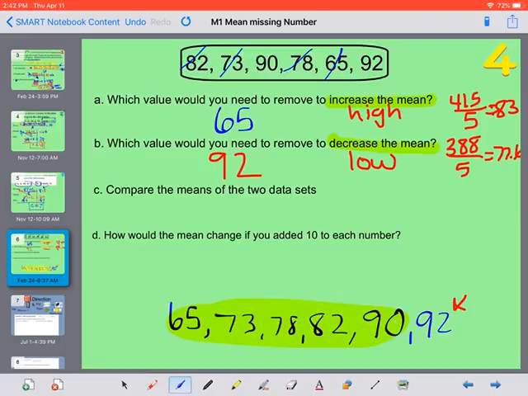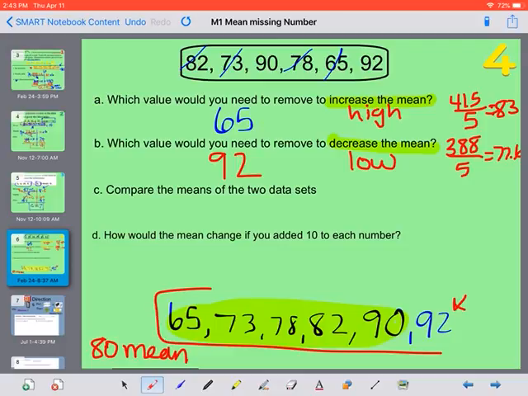So you can see that by getting rid of the low number, getting rid of the high number, it's going to change our mean. If we found the mean of all of the numbers, plus 65, it would be 480 divided by 6 numbers. 80 would be our mean with all of the numbers. So if we got rid of the high number, or I'm sorry, got rid of the low number, made our mean higher. We got rid of the high number, it made our mean lower. You can see compared to 80, this one's higher, this one's lower. That's what we're looking at.